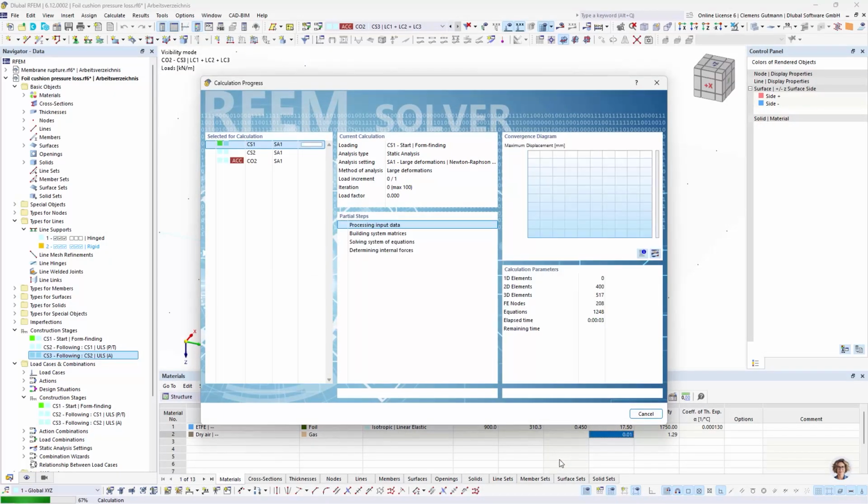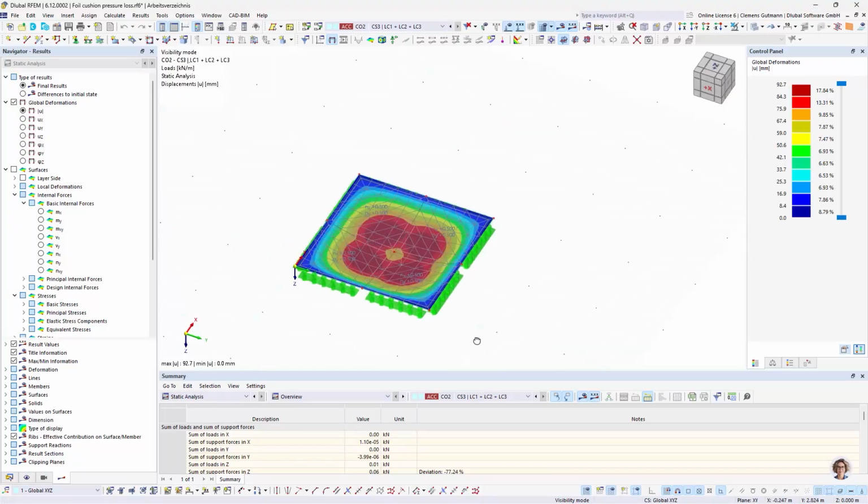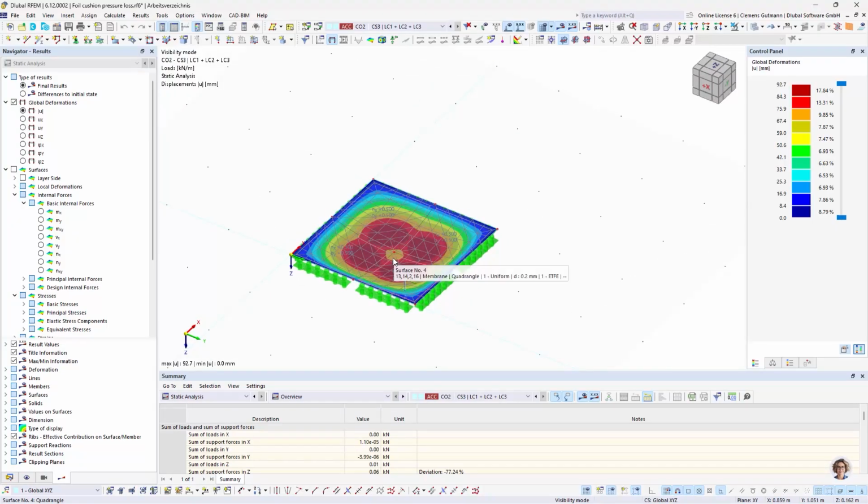So here the first two construction stages will be calculated first because they are needed for the last load case. And yeah, here we are. Now we have the ponding, and yeah, that is everything I wanted to show you today.